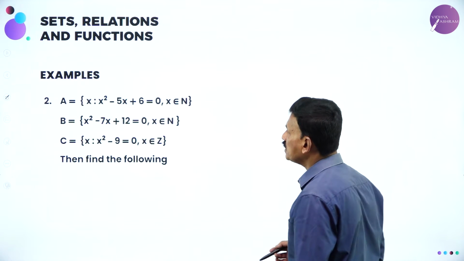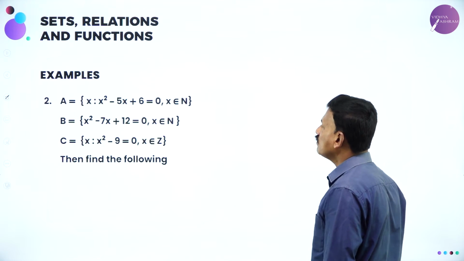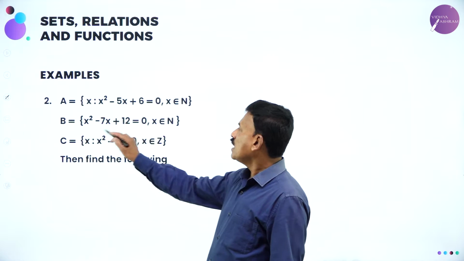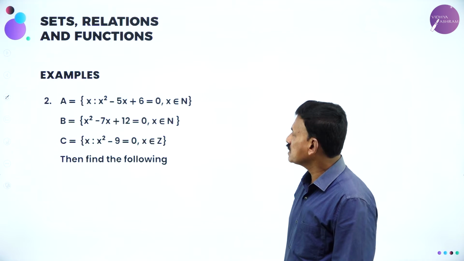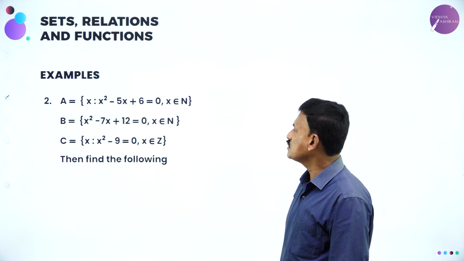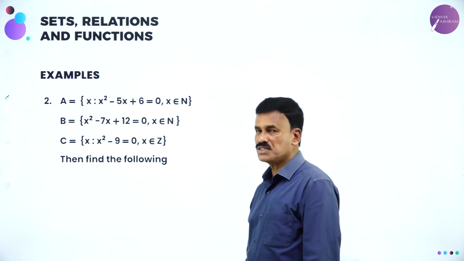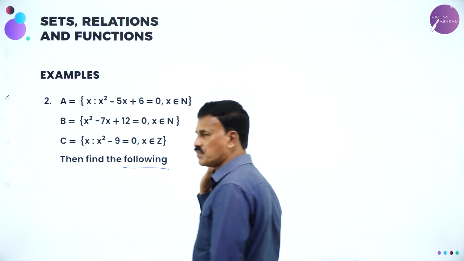Now what is the problem given? A is the set of X such that X square minus 5X plus 6 is equal to 0, where X belongs to natural numbers. B is given by the quadratic equation X square minus 7X plus 12 is equal to 0, where X belongs to N. And X square minus 9 is equal to 0, where X belongs to the set of integers. These are all quadratic equations. Then find the values of the following sets.